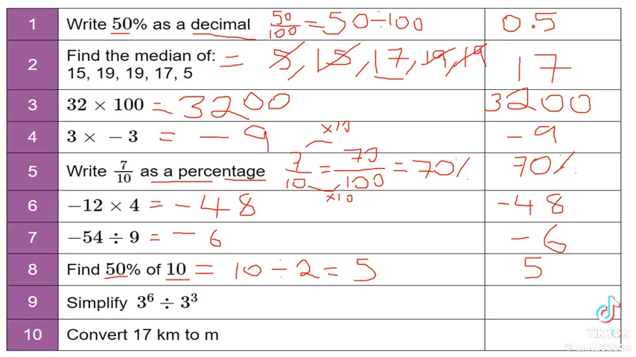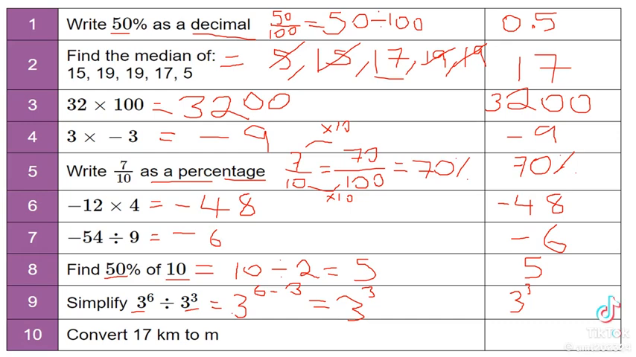Okay, this is question number 9. Simplify 3 to the 6 divided by 3 to the power of 3, or 3 cubed. I've got the same base here. I'm dividing, so I can just subtract the powers. So it goes to 3 to the 6 minus 3, which is equal to 3 cubed, or 3 to the 3. Just note that the question says simplify, so it doesn't say work out. If the question said evaluate or work out, then your answer has to be a numerical value. So the answer here is obviously 27, but as a power of 3 it is 3 cubed.